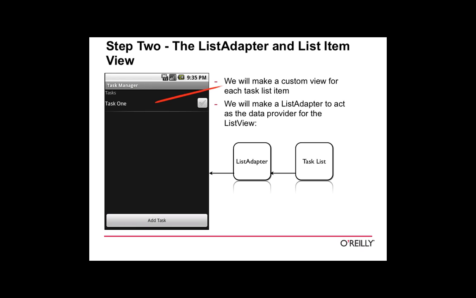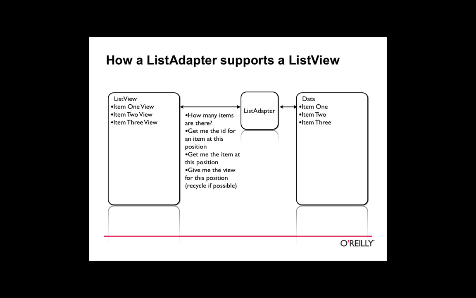So the next step is to get the tasks into the list. What we're going to do to make that happen is to create a custom view that will show each one of the task list items, so each element in the list. And we're going to make a list adapter, which is going to be the data provider for the list view. So let's talk about what an adapter does.